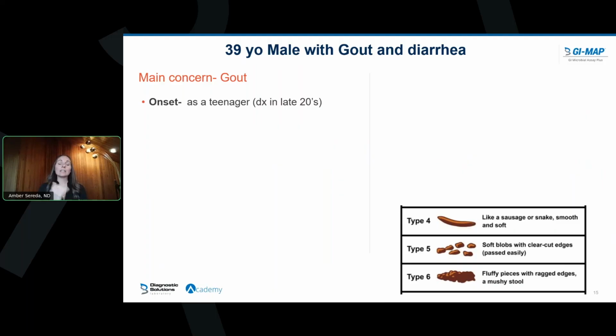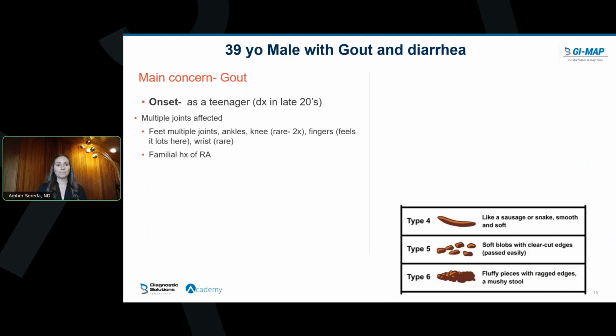And so it did affect him as a teenager, but he didn't realize that until his diagnosis in his late 20s. And he could look back and go, oh, that's what that was. Because he played a lot of sports, he thought he was just getting minor injuries or things like that. But once he knew what it was, he could tell that this has been going on for a while. Now, for this patient, multiple joints are affected. So multiple joints in his feet, his ankles, even his larger joints.